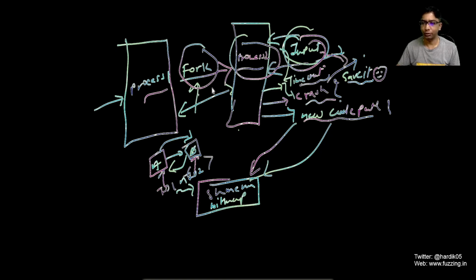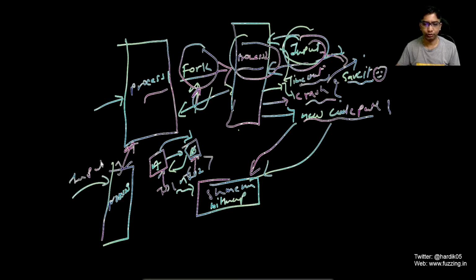So it will loop around and again call the fork system call, and this time it will create another process which is again a clone of the same process, process 1. Let us call it process 3, and it will perform the same operation. It will give another mutated input to this process and monitor it for any crashes, hangs, or new code paths. If it gets a new code path, it will update your shared bitmap. If it gets a crash, it will save this input in the crashes folder. If it gets a hang, it will save this input in the hangs folder.